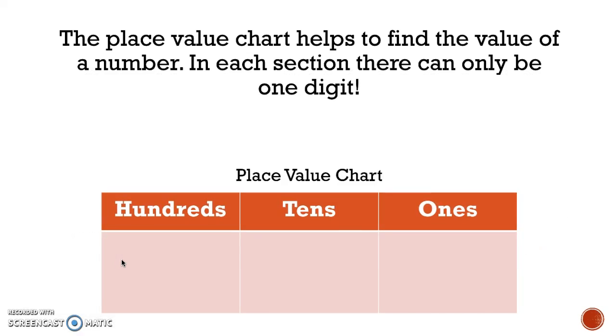The place value chart helps to find the value of a number. In each section, there can only be one digit. So right below here is the place value chart. This is where the hundreds place goes, the tens place goes, and the ones.